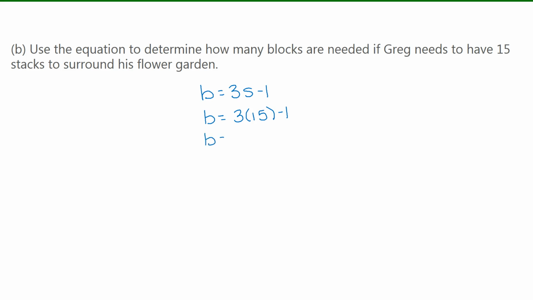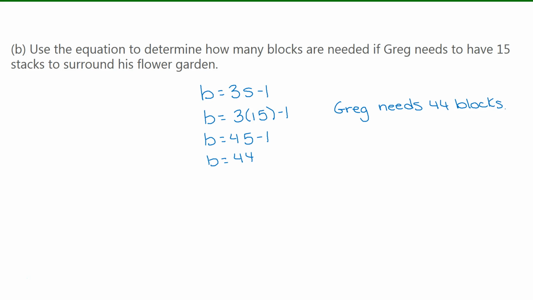Now 3 times 15 is 45. If I subtract 1 from that, I get 44. So we'll answer this question here now with a statement and say that Gregg needs 44 blocks.